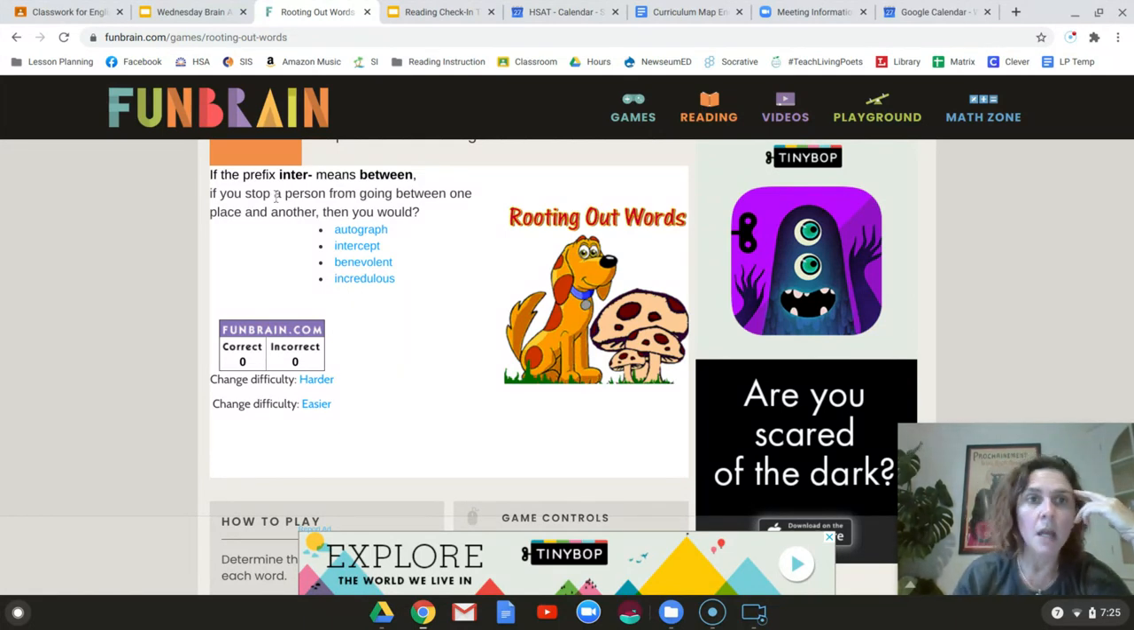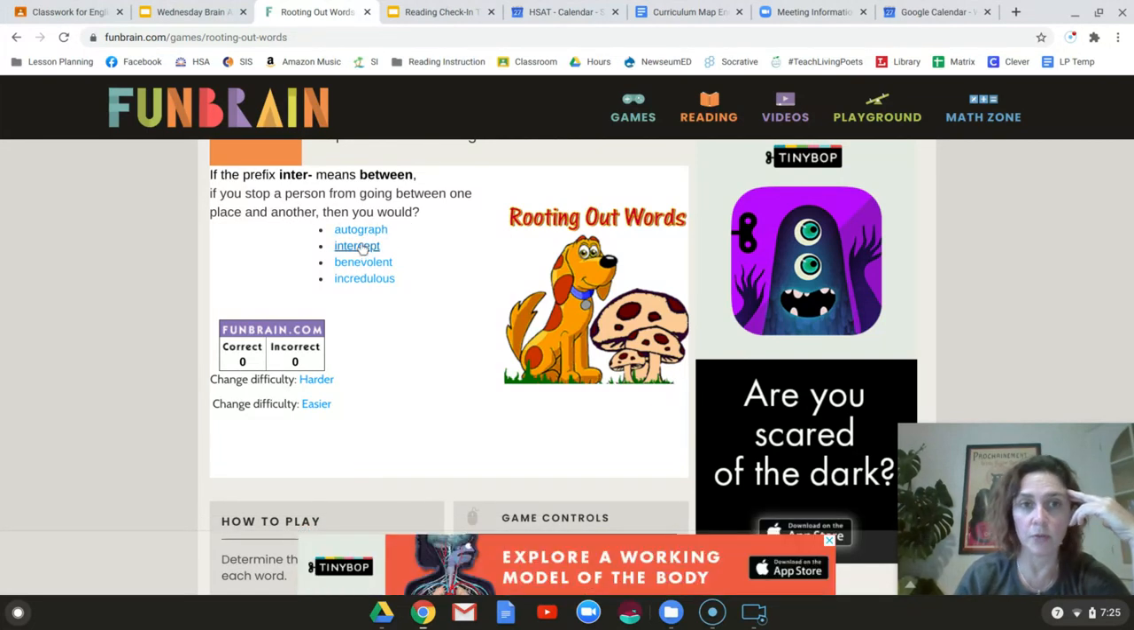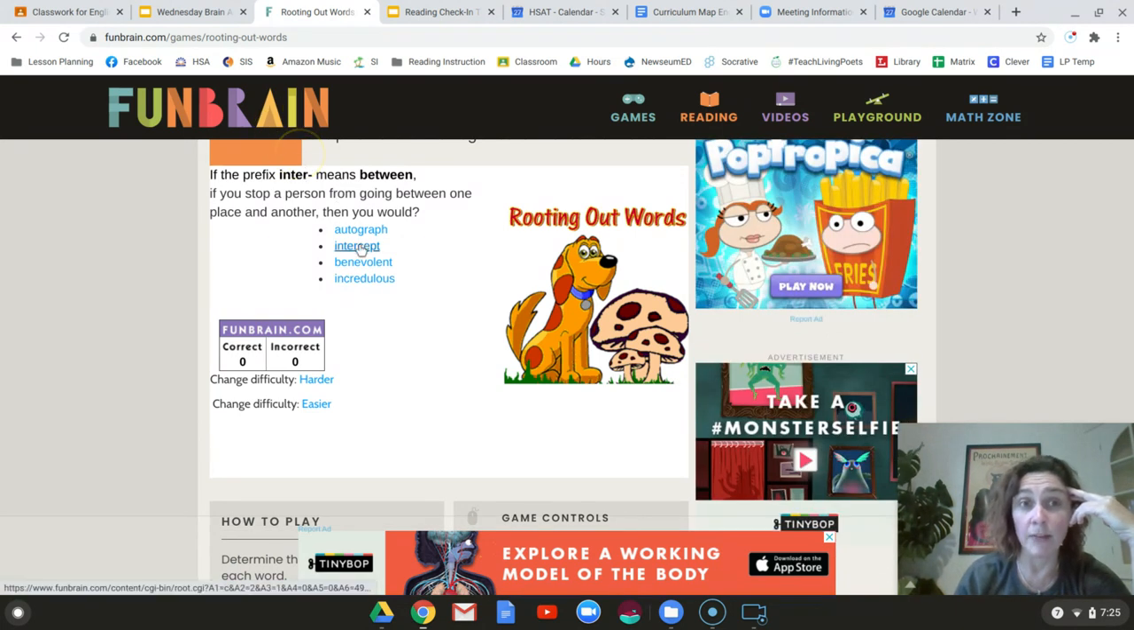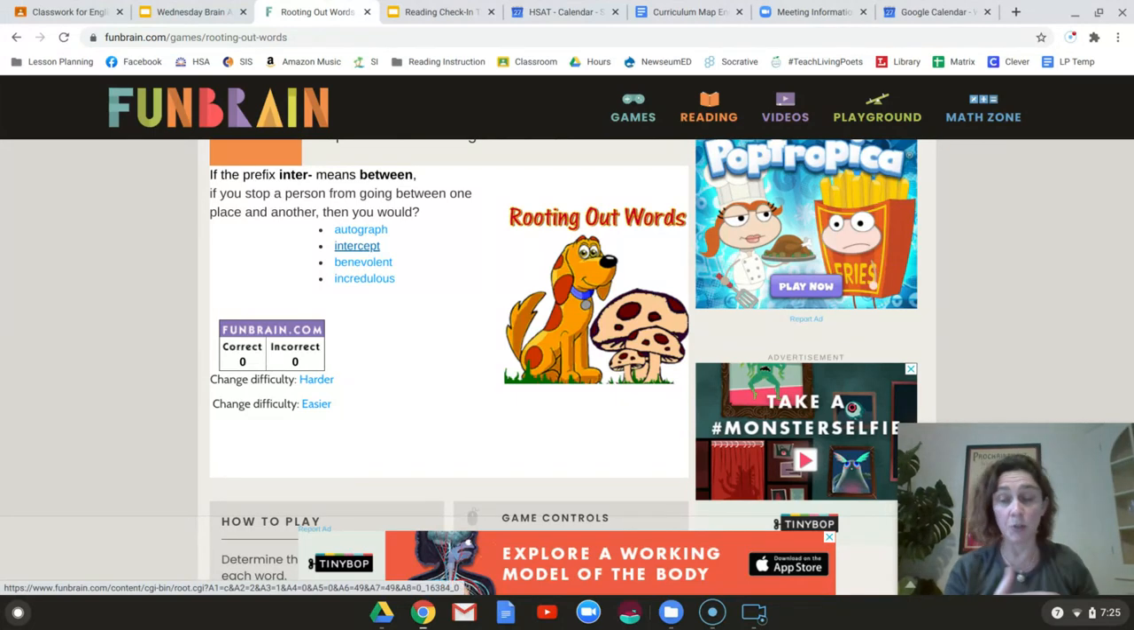So this says if the prefix inter means between, if you stop a person from going between one place and another, then you would do what? You're gonna choose one of these, okay? This one's super easy because the only word here that even contains inter is intercept. Now I know that inter means between, and I know that sept means to go. So literally intercept means to go between. Like if you intercept a football, you're going between the guy who was supposed to catch the ball and the quarterback. You're going between them and you're catching the ball.